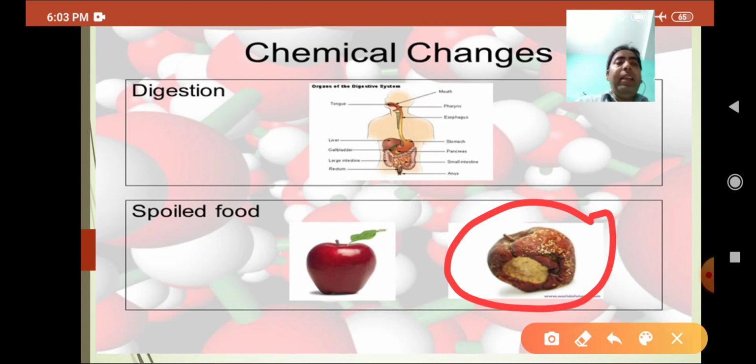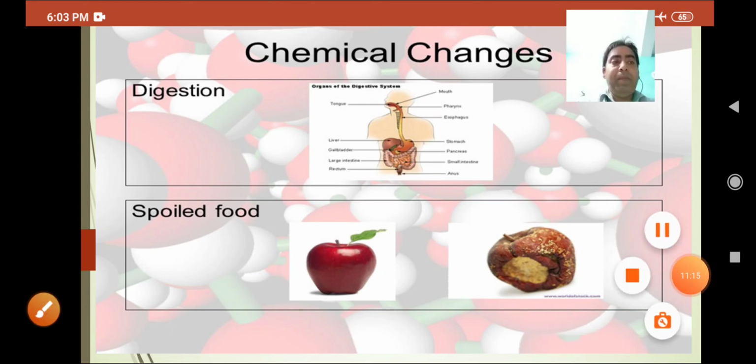In this, energy is absorbed or evolved. So this is a chemical change, and we cannot get back the apple. Once it is spoiled, it is irreversible, and we cannot get that apple back. So this is a chemical change.